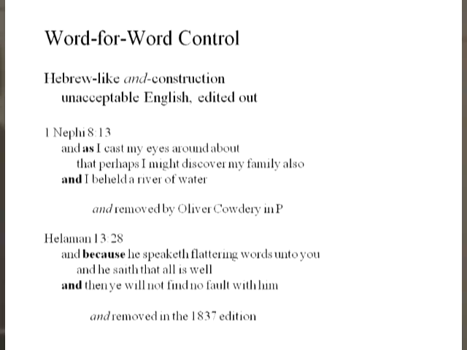In any event, there's a lot of evidence to suggest that that text was controlled down to the very word, in fact, to the very letter, at least for the names. The first bit of evidence has to do with Hebrew-like constructions. One of the ones I've been studying quite a bit is the extra use of an "and" that follows a subordinate clause, and it comes before the main clause.